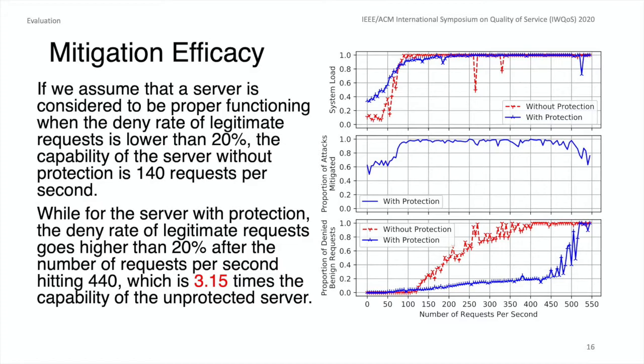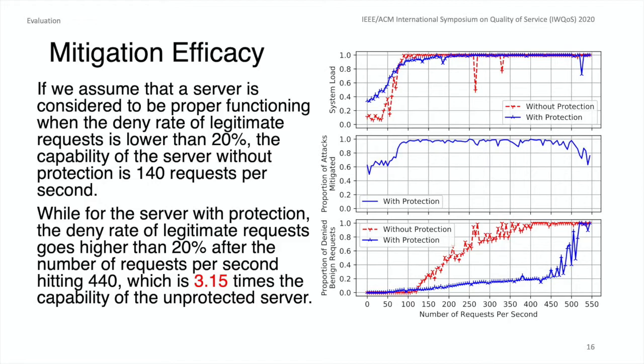We then evaluated the mitigation efficacy of our approach. If we assume that a server is considered to be properly functioning when the denial rate of legitimate requests is lower than 20%, the capability of the simulated server without protection is 140 requests per second. If the number of malicious requests goes higher than this value, then the server is DDoSed.